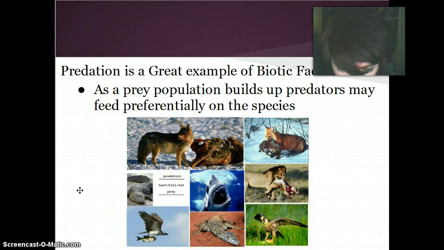With organisms being affected by interactions with biotic and abiotic factors, predator-prey relationships are also a big factor to talk about and how they're related to this. Predation is a great example of biotic interaction. As a prey population builds up, predators may feed preferentially on the species. As you see, animals are consuming their prey.